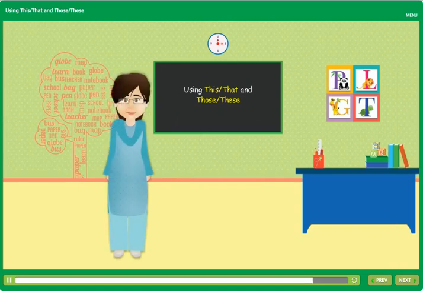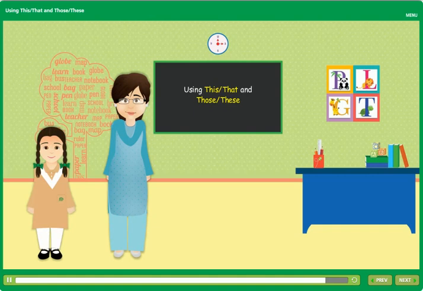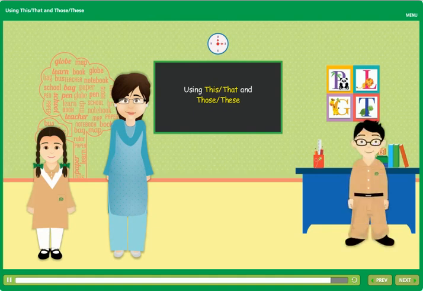Also demonstrate using this and that with people. Ask one student to stand next to you and another student to stand at a distance from you. This is Amal. That is Zain. This is my teacher. That is Zain.